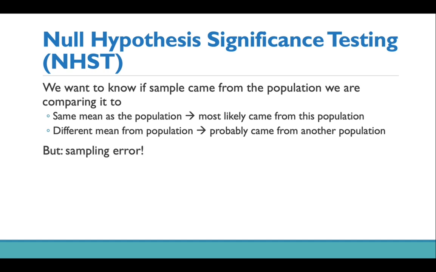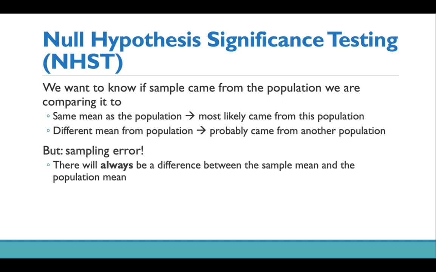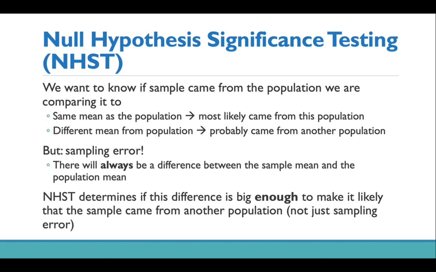But we run into a problem with sampling error, because sampling error means that there will always be a difference between the sample mean and the population mean. What null hypothesis significance testing does for us is allows us to determine whether the difference is big enough to make it likely that the sample came from another population and was not just due to sampling error.